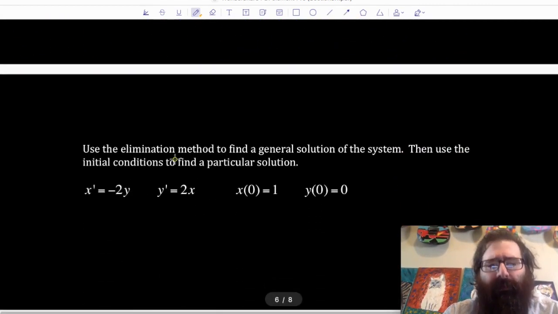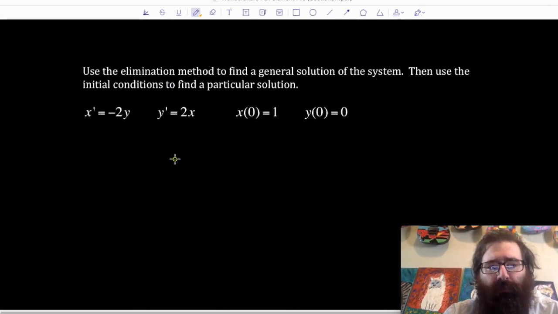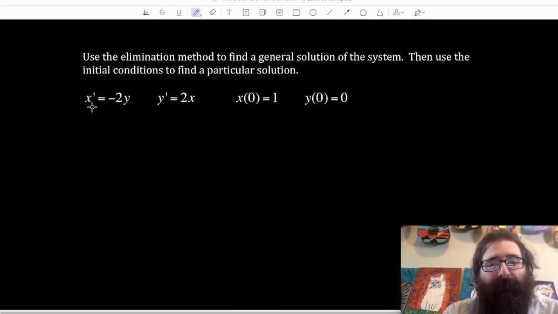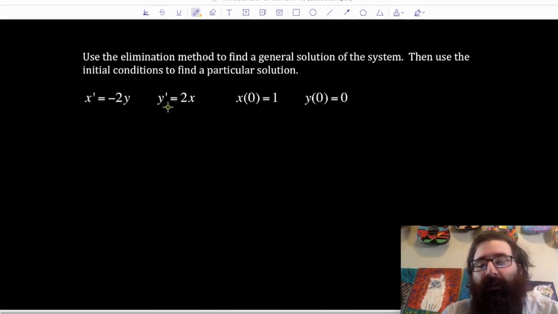Let's take a look at another example. And here we do have initial values to work with. So we have x prime equals negative 2y and y prime equals 2x. And so, for example, if I want to try to work with y first, I can do that. If I want to work with x first, I can do that.